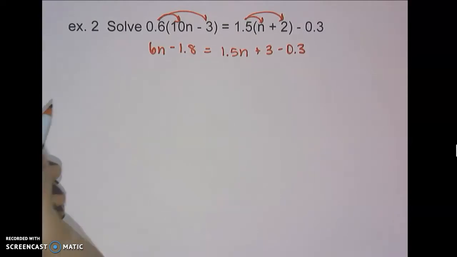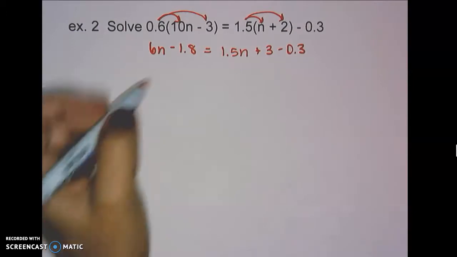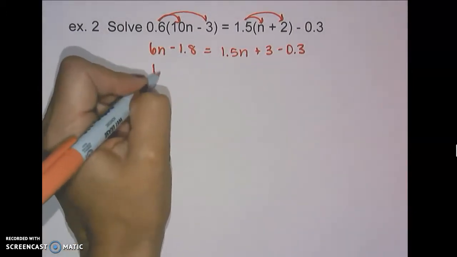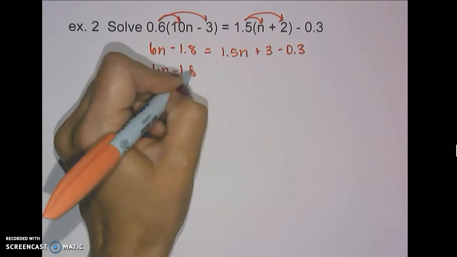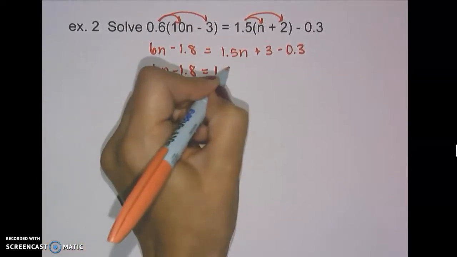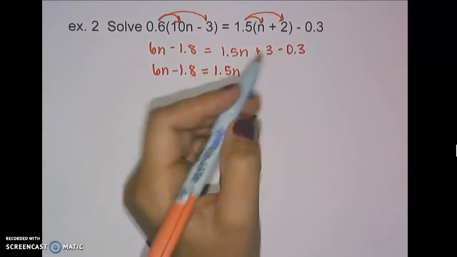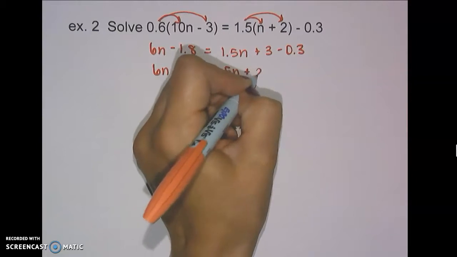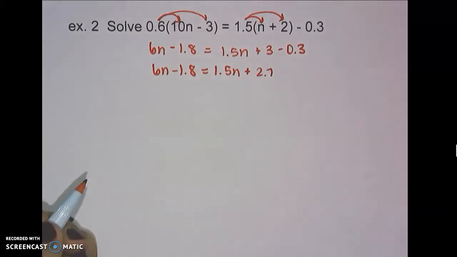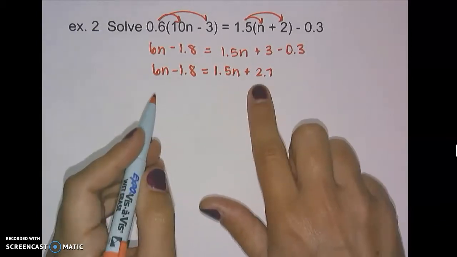Now that we're here, we can simplify, which means we're going to combine like terms on each side. So 6n minus 1.8, nothing to do there. We're going to leave it alone. On the right-hand side, we have 1.5n. That doesn't have anybody that's like terms with it to combine, to simplify. But 3 minus 0.3, we're going to make that be a positive 2.7. Okay, everything's simplified. There's no other like terms to combine on either side.